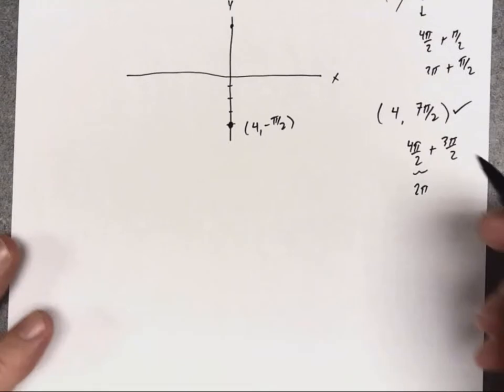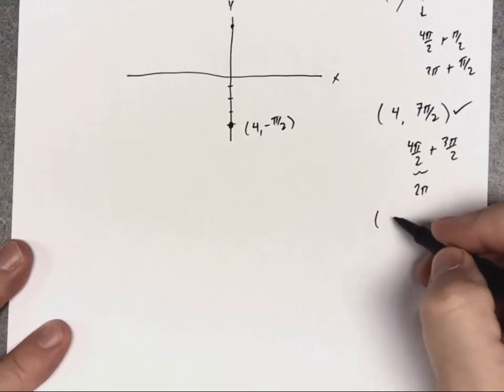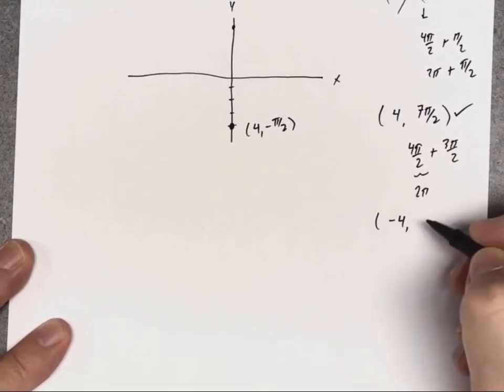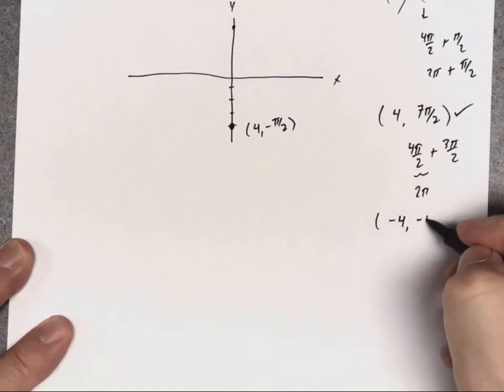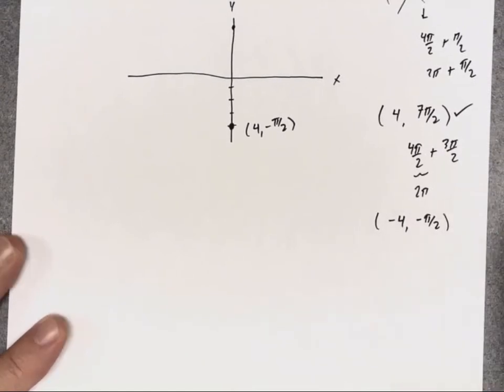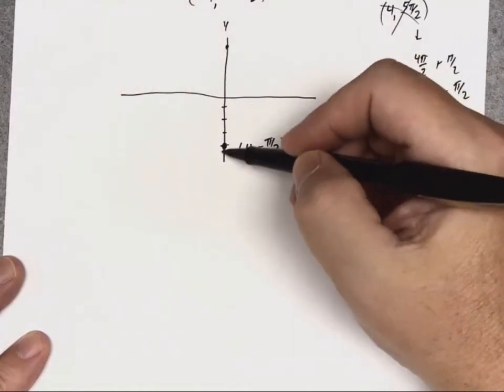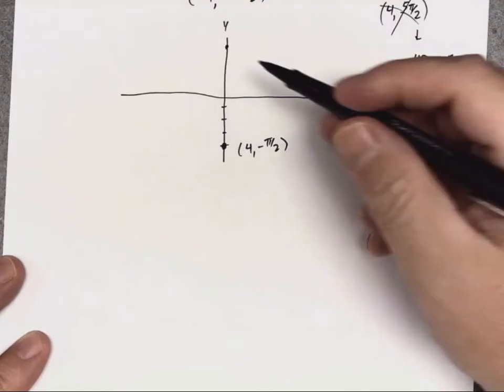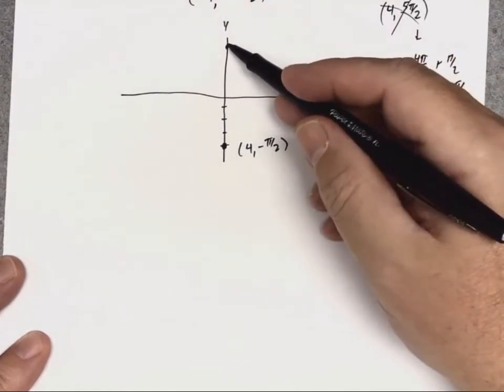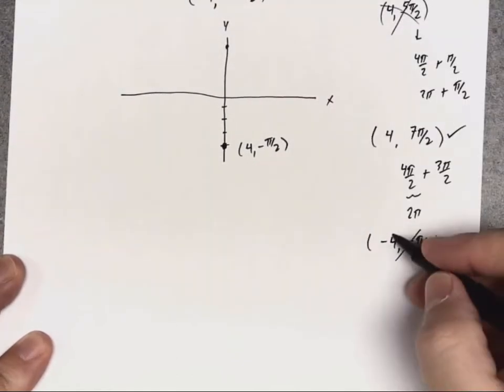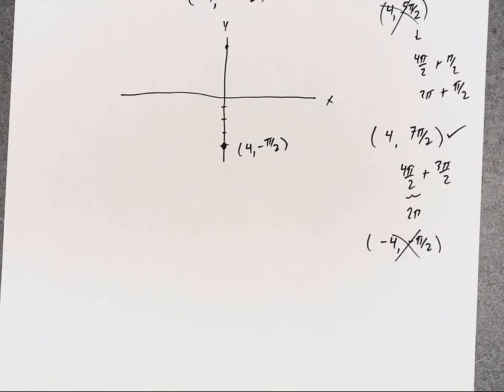And what's the third one? Let's go find out where (negative 4, negative pi over 2) is. Now we should be getting better at these. So negative pi over 2 is the negative y-axis, but negative 4 puts it up here. That's not the same point.